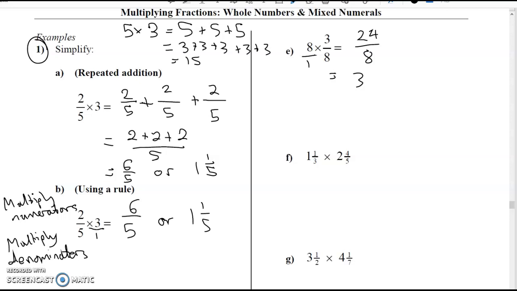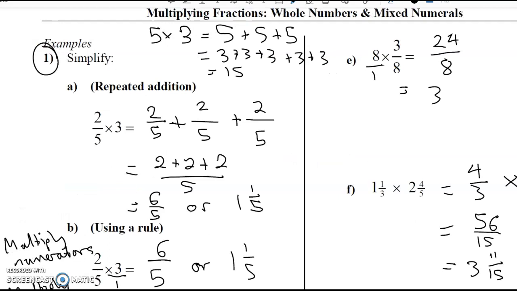Alright, F, the way we're going to do F is we're going to change them into improper fractions first. So changing the first one, we get 1 times 3 is 3, plus 1, that's 4 over 3, times by 14 over 5. Multiply the numerators, you get 4 times 14 is 56 over 15. And then you see if there's any common factors, and in this case there isn't, so that is just going to be 3 and 11 out of 15.